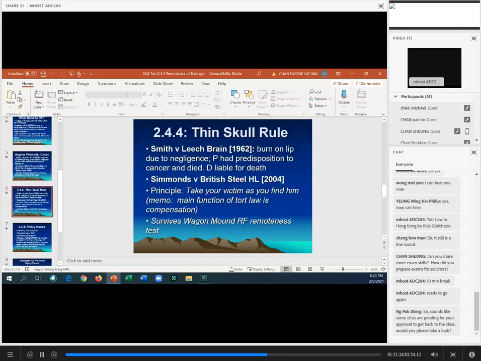What you must know, though, is the thin skull rule. Okay. Remember the main function of tort law? Compensation. So this is the thin skull rule. And the general principle is, on the screen, you take your victim as you find it. And the leading case on this has a name which is a bit gory, so Smith and Leech Brain.